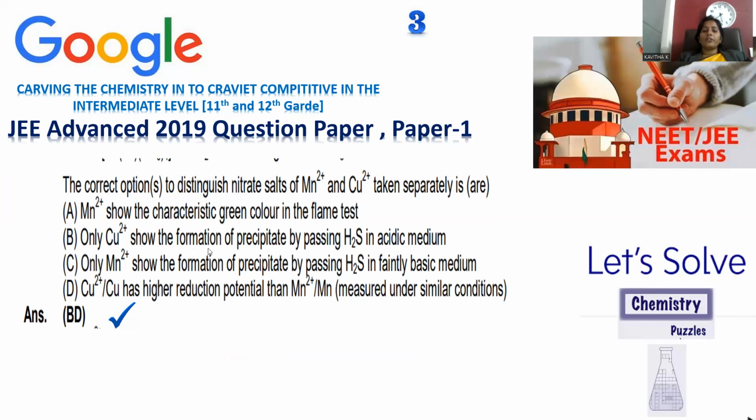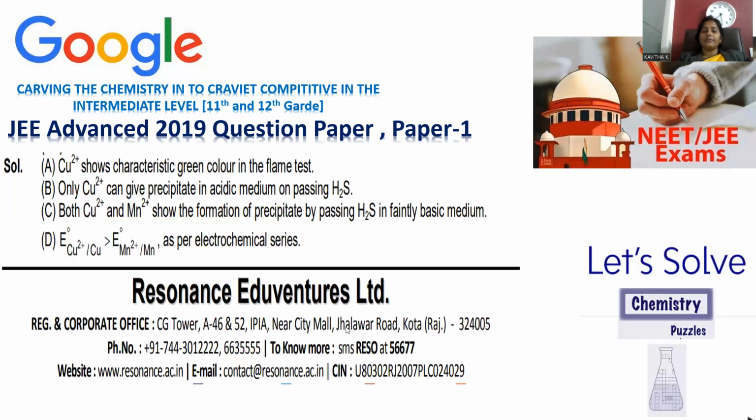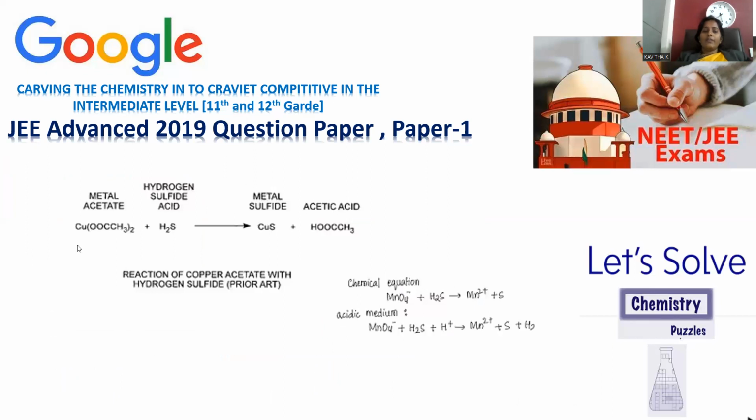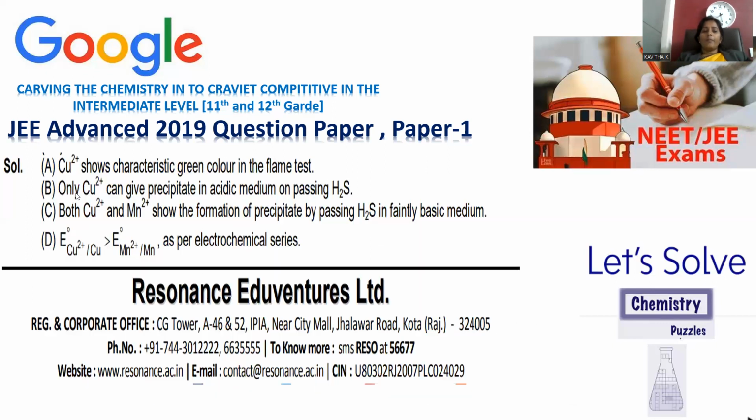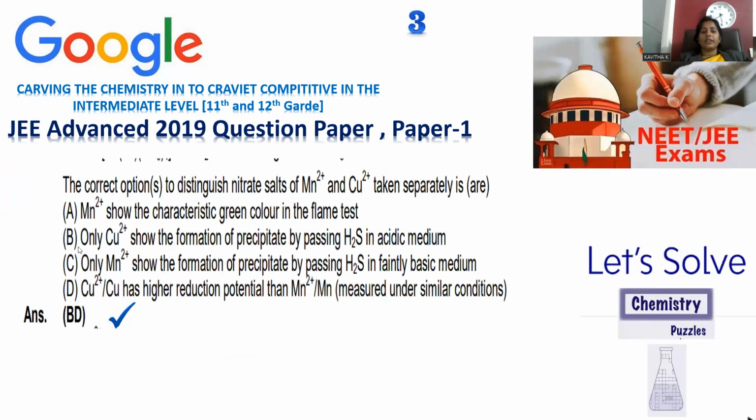Move on to copper showing the formation of a precipitate by passing H2S under acidic medium. Whenever Cu2+ is taken and treated with H2S under acidic medium, copper sulfide precipitate will be formed. Absolutely correct. So copper forms the precipitate upon passing H2S, and the precipitate is copper sulfide. That is also correct.